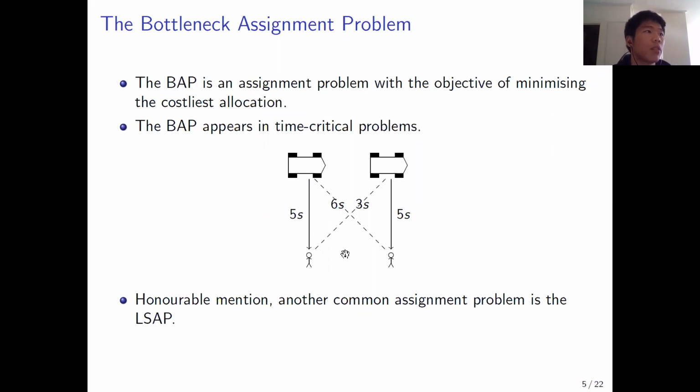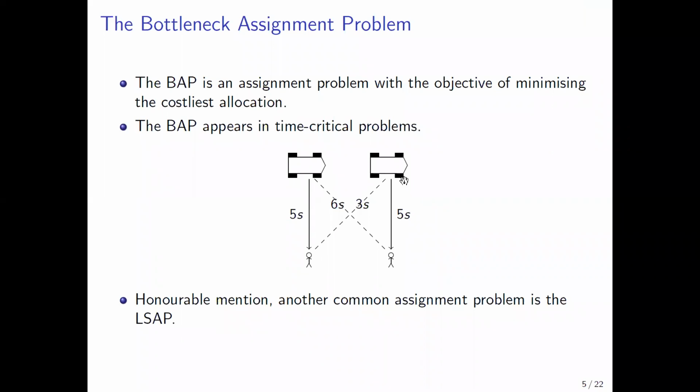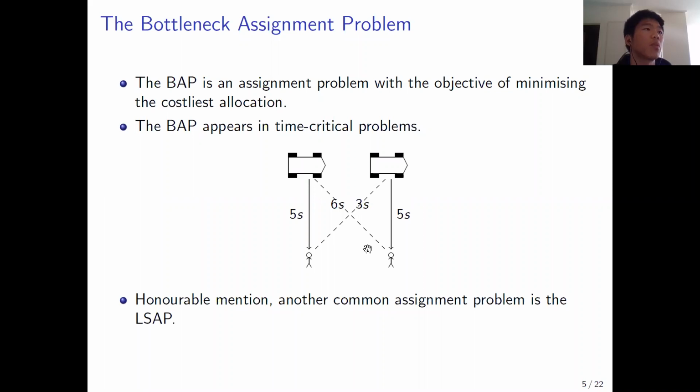So for example, if we go back to our car passenger problem, if we have 2 cars going to pick up 2 passengers, and I've written here the time that it would take for this car to pick up this passenger, and this car to pick up these 2 passengers. If we were to make an assignment according to the bottleneck assignment problem, we would make this solid line assignment, because the costliest allocation for us in this case would be 5. On the other hand, if we were to try and assign diagonally across with the dotted lines, the costliest assignment would be 6 seconds. And so it would not be optimal according to the bottleneck assignment problem.